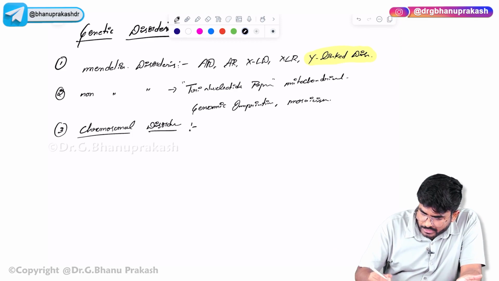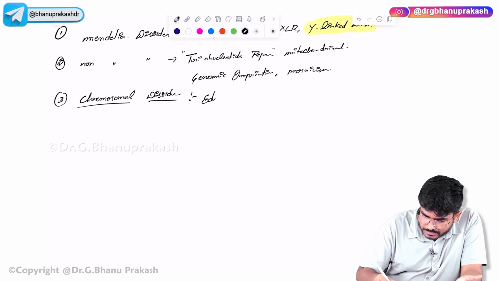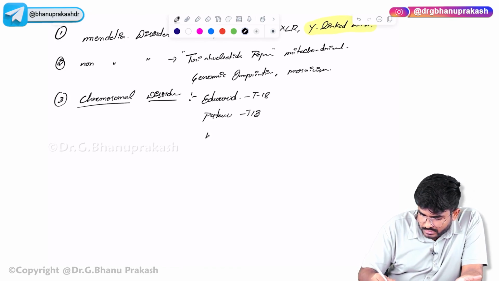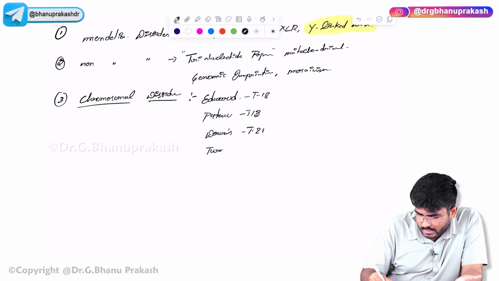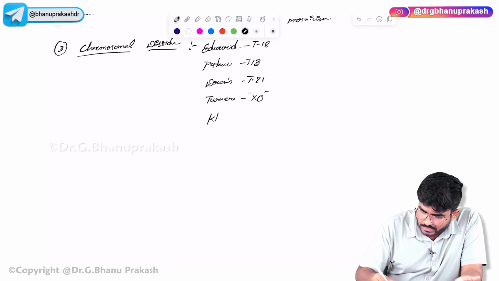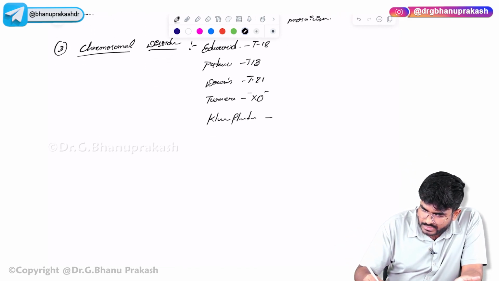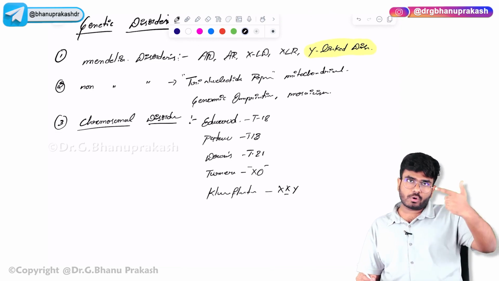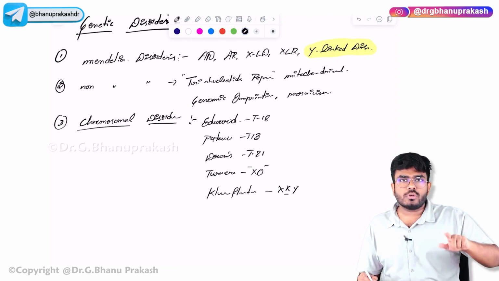Let me write it here itself. Patau is an extra 13 chromosome, trisomy 13. Edwards is trisomy 18. Down syndrome is trisomy 21. Turner's is monosomy X, 45,X0, where one X chromosome is lost. Klinefelter is XXY, one extra X chromosome. So these are all the chromosomal disorders: a problem at the level of the chromosomes, either an extra chromosome or loss of a chromosome.